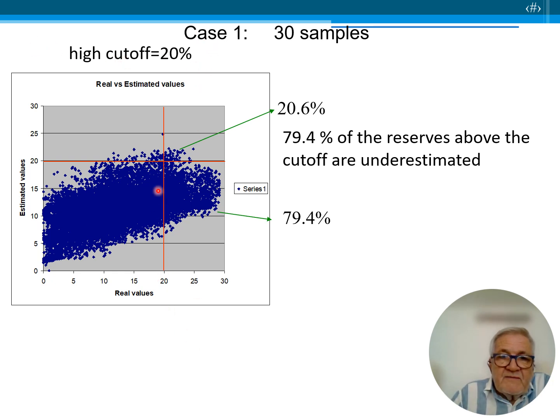Let's see the values above 20%. If you want to see the values above 20%, you go to the estimated, and you see this above 20%. You can find just those ones here. Okay. But in fact, in reality, the values above 20% are those here, which means that 79.4% of the results above the cutoff are underestimated. And this portion here, upper part of this cloud, 20.6% are correctly estimated.